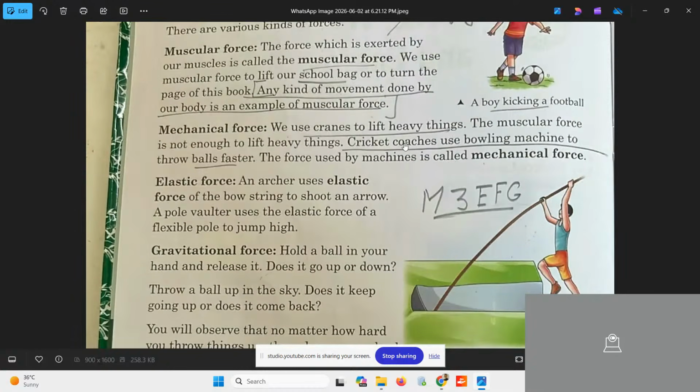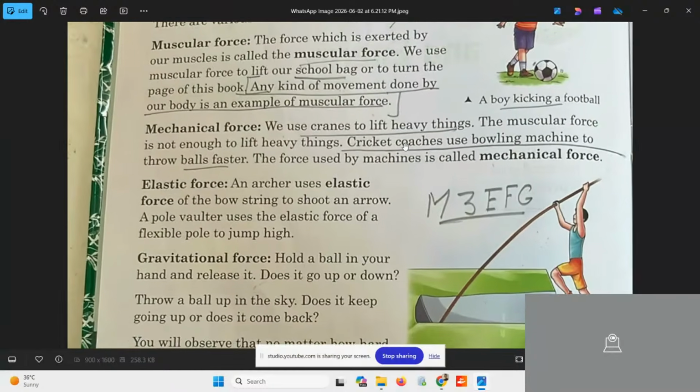No problem. The second type of force is mechanical force. The second type of force is called what?